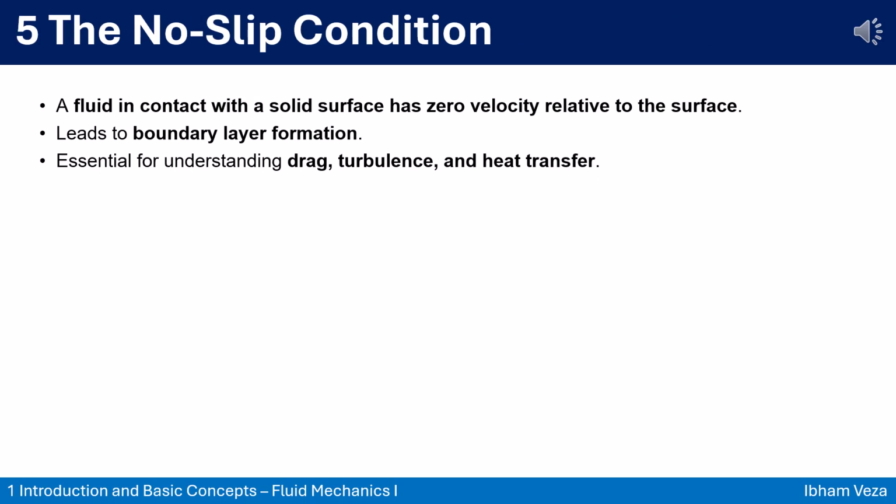5. The no-slip condition. Let's talk about something that sounds simple but is hugely important: the no-slip condition. This rule says that whenever a fluid touches a solid surface, its speed drops to zero right at the contact point. It doesn't slip or slide past the surface. This tiny detail explains why fluids form boundary layers near walls.